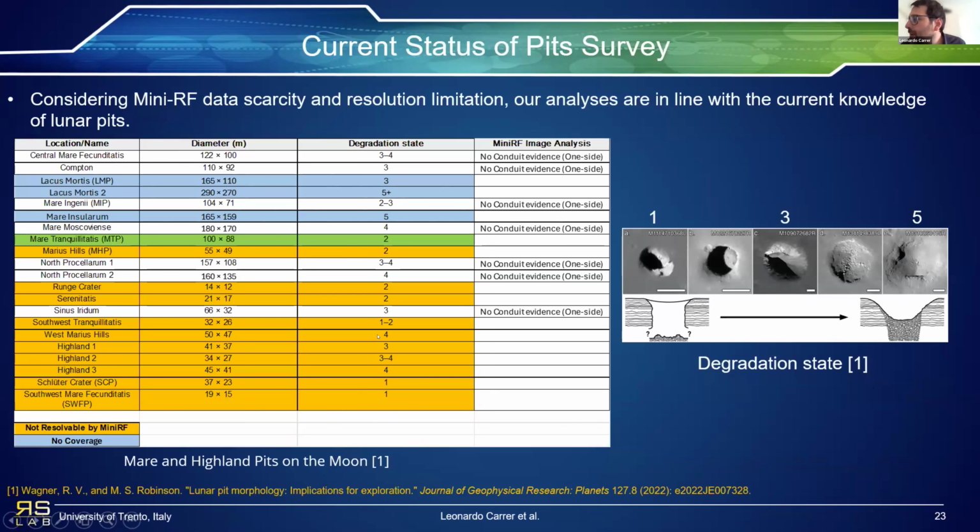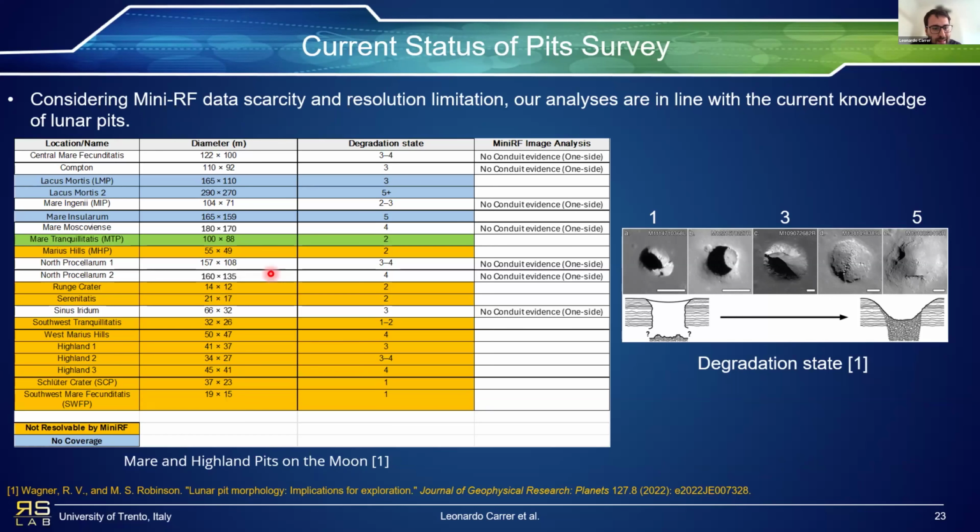So now the question could be why we detected a cave conduit only over the Mare Tranquillitatis pit. What about the other pits? The issue we had with the Mini-RF data is that Mini-RF is a sensor that was not designed to explore lunar pits. It was actually designed to find water at the lunar poles. And so it has a resolution that is not good enough to explore all the lunar pits. And also the data is really scarce around the equatorial region.